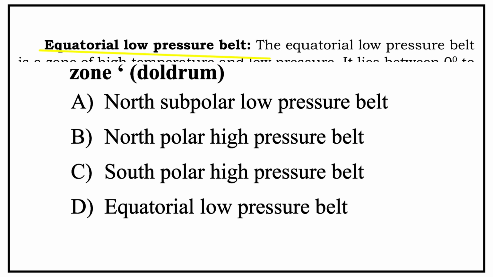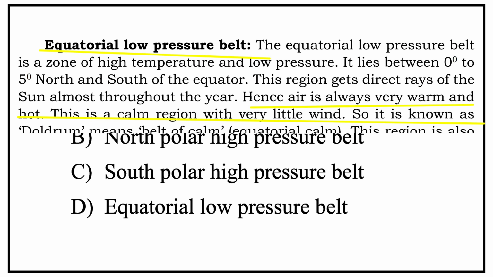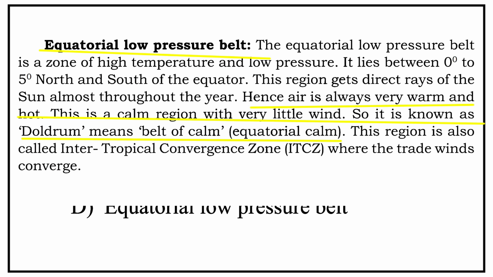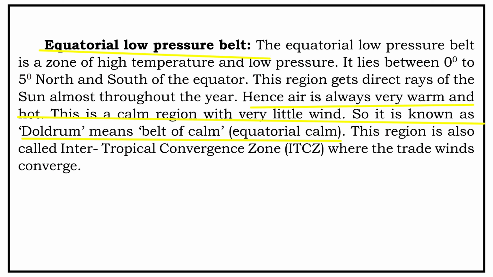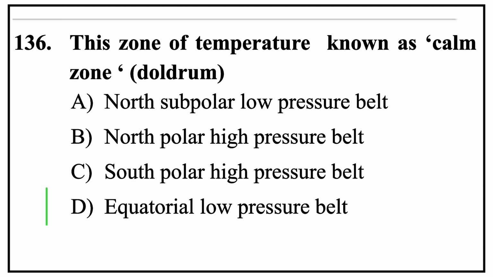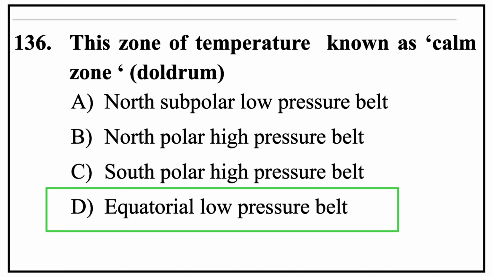Equatorial low pressure belt. Hence air is always very warm and hot. This is a calm region with very little wind. So it is known as doldrum, meaning belt of calm. D is our right option. Equatorial low pressure belt.